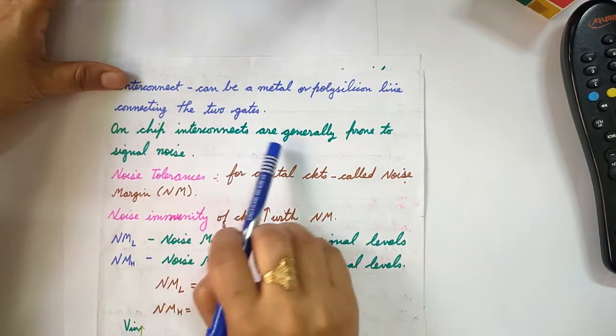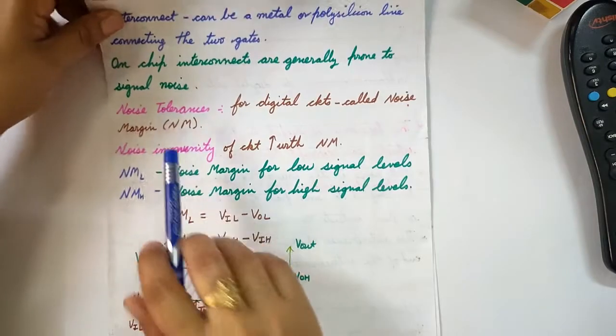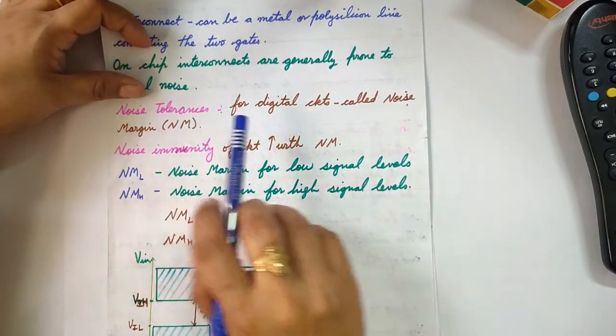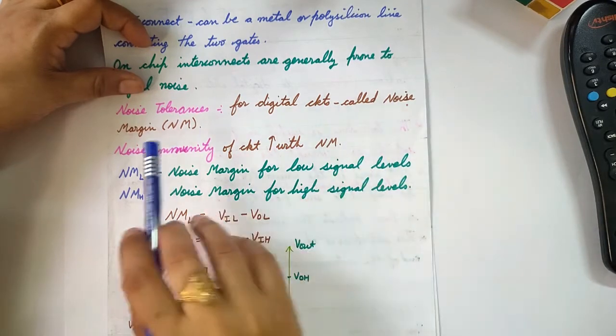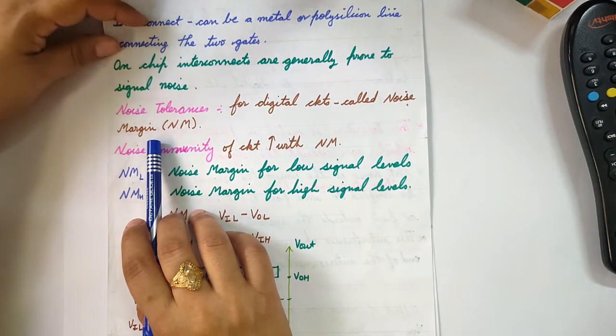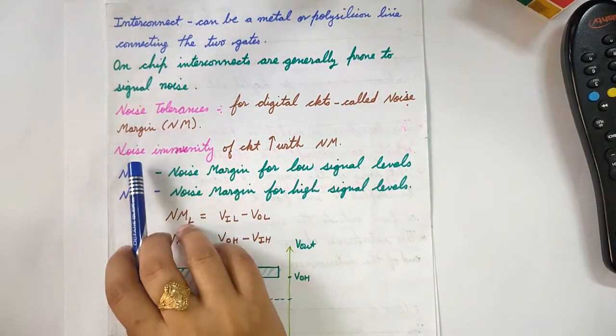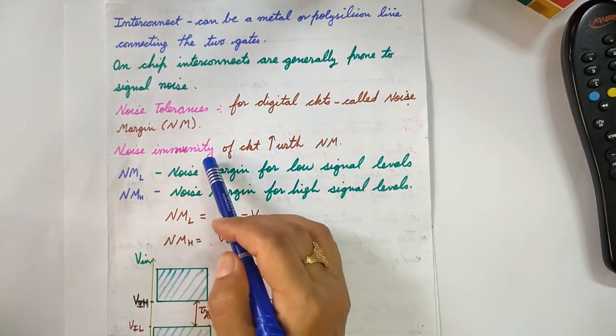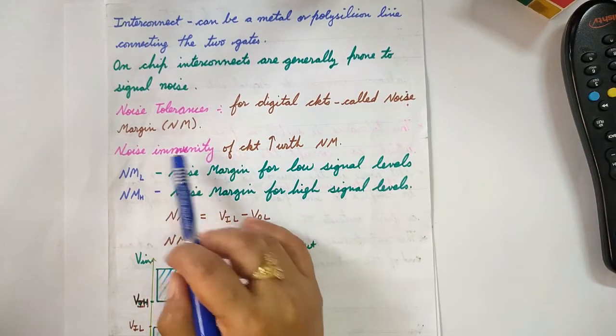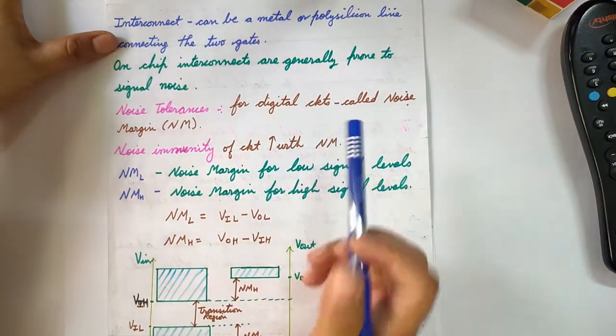On-chip interconnects are generally prone to signal noise. We just talked about noise tolerance for digital circuits. This noise tolerance is called noise margin. It means how much noise they can tolerate. Simple. And if the noise margin is more, it means that the noise immunity of that circuit is also more. So the noise immunity of the circuit increases with noise margin.